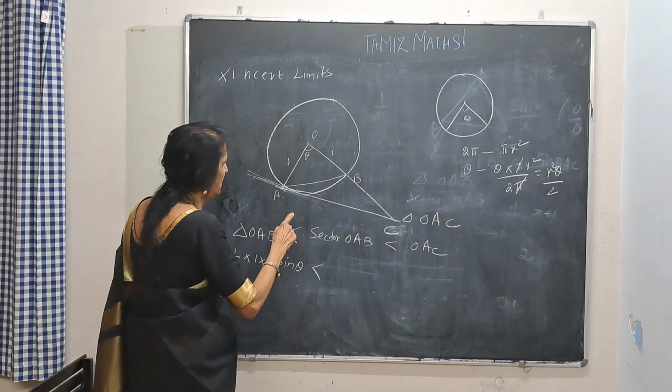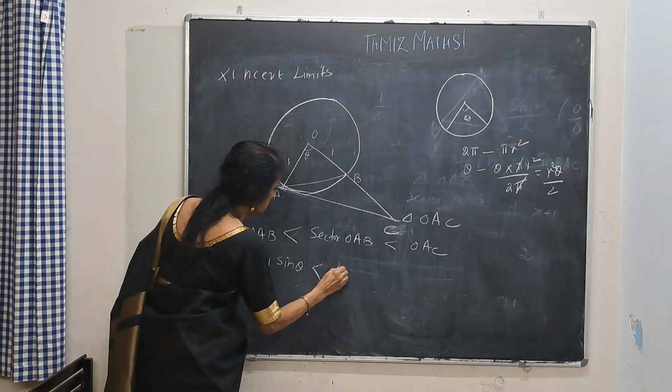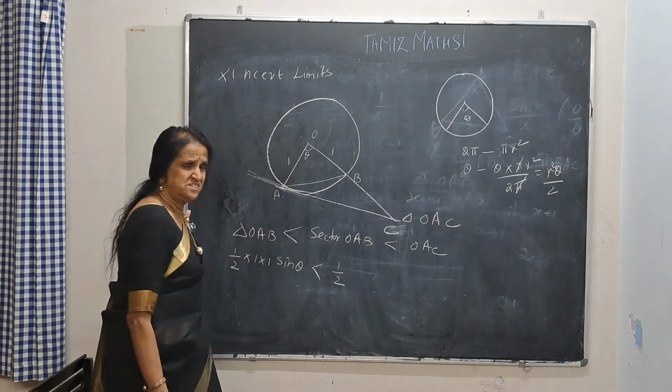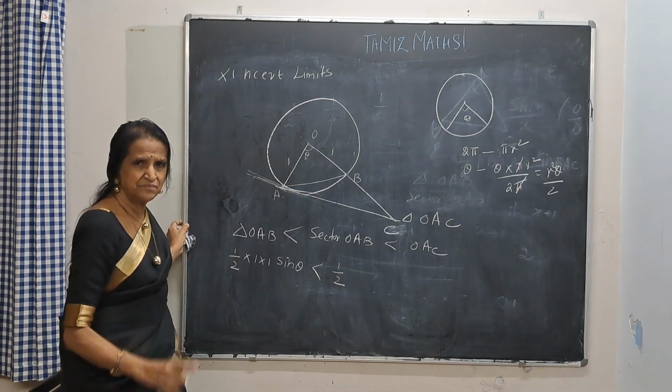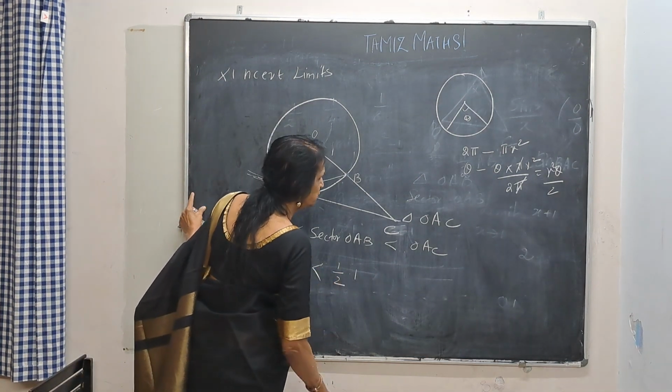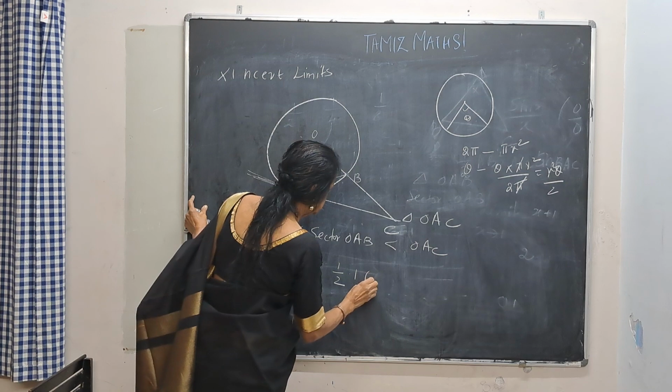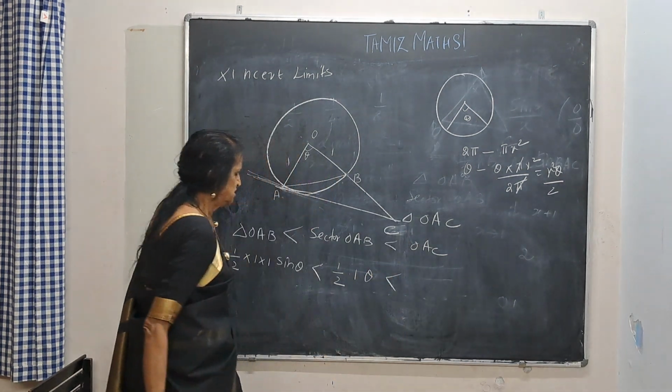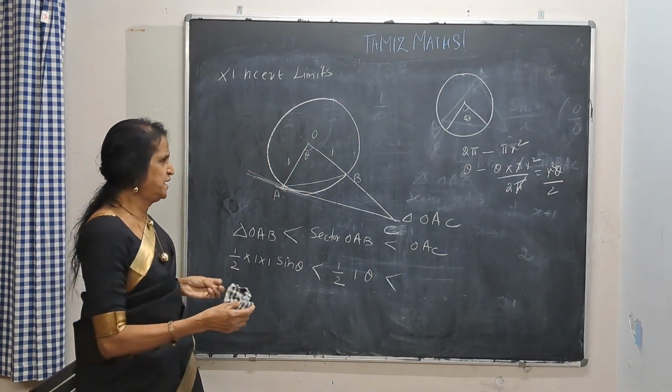So this sector OAB is half. What is r, dear students? 1. Half r square theta, that is half into 1 into theta. So this is regarding sector OAB.